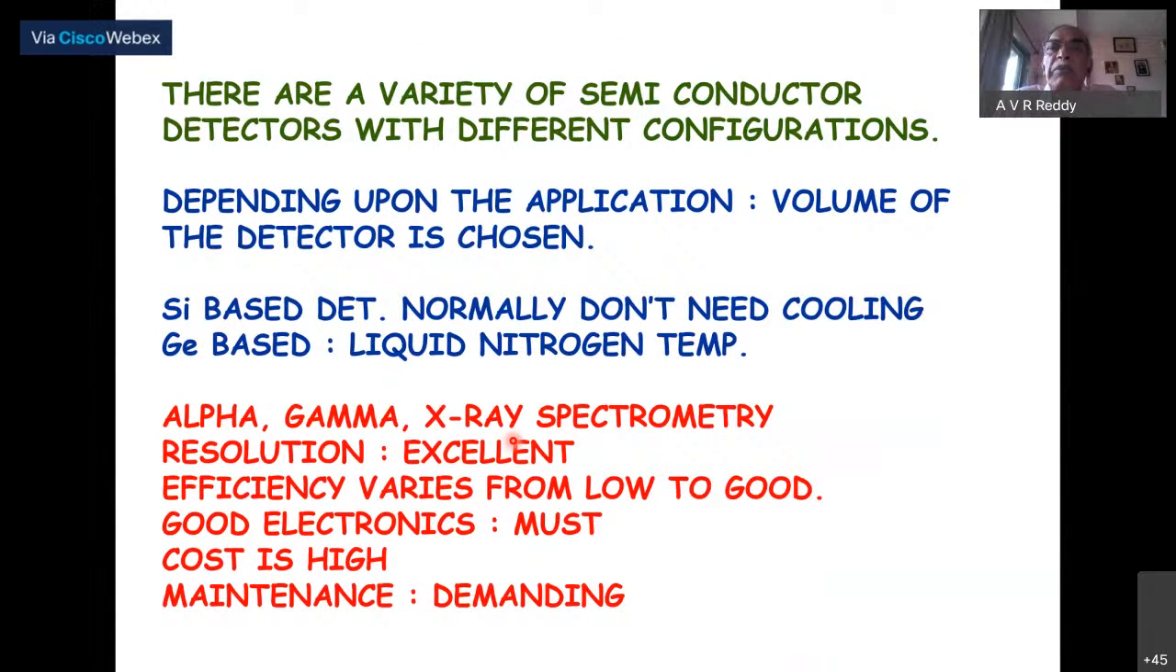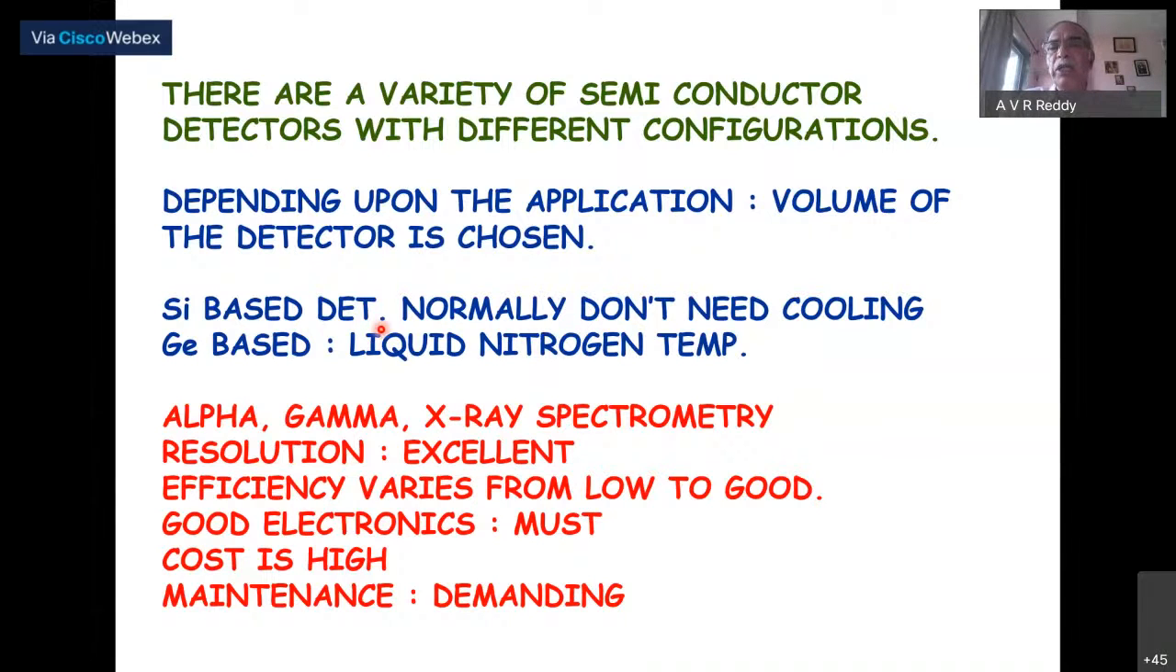There are a variety of semiconductor detectors with different configurations. Depending on the application, we have to choose the volume. Suppose you are doing alpha spectrometry, there is no need to have a huge detector because volume decides the price also. So you need a thin, wafer-thin one. Why? A paper can stop alpha particles. Therefore, you need a thin detector, and also you have to maintain this in vacuum so that alpha particles move towards the detector.